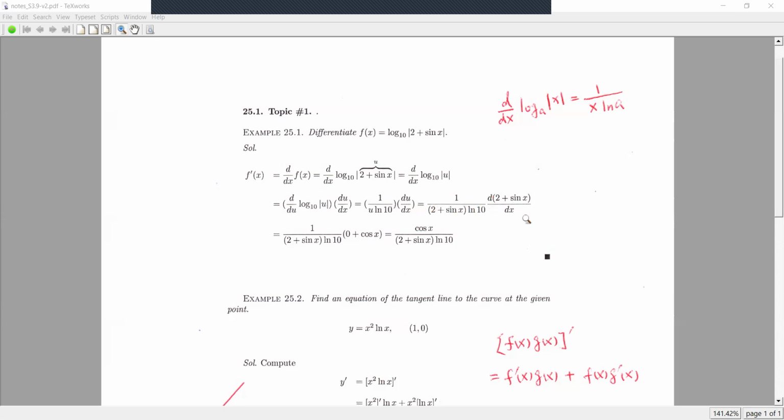Now, compute this derivative. The function is 2 plus sin of x. By the summation formula, the derivative of 2 is 0. The derivative of sin of x with respect to x is cosine of x. Simplify this expression a little bit, then this is the answer to this example.